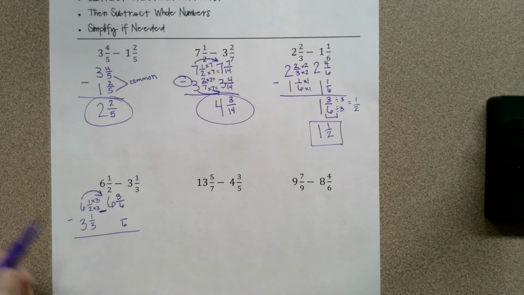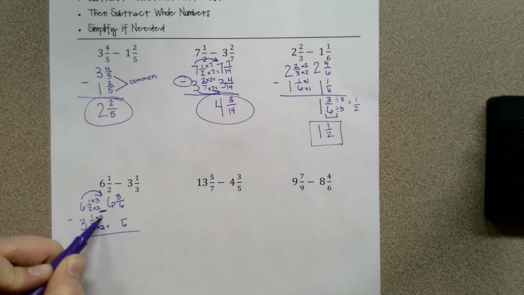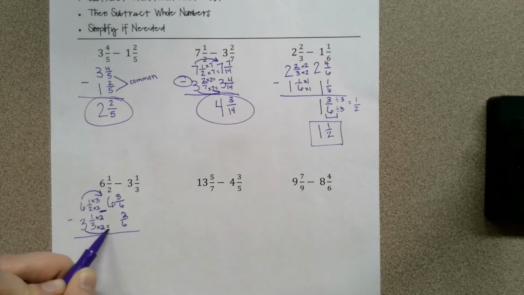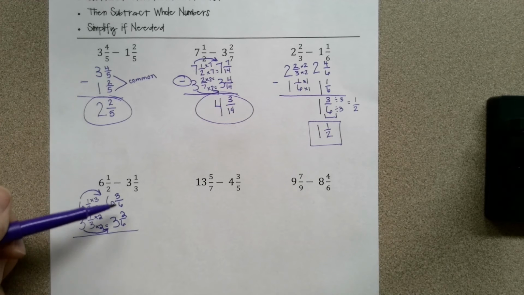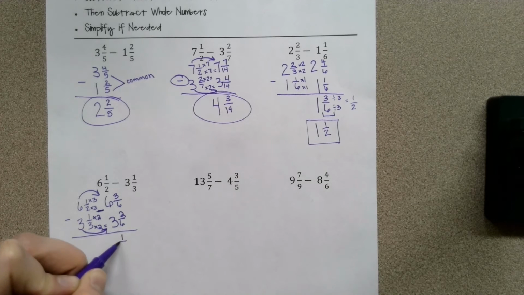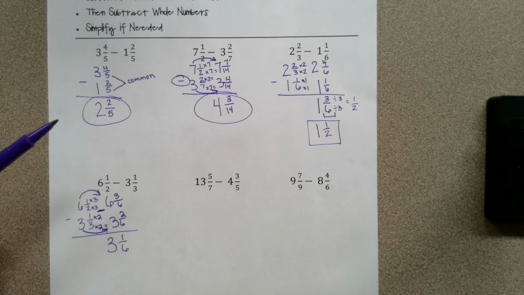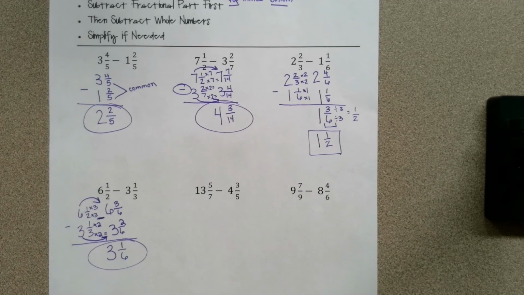keeping in mind it's subtraction. 3 multiplied by 2 gives us 6. So we have to multiply by 2 in the numerator and carry over that nice whole number and then subtract. Fractional parts first. So 3 minus 2, 3 is big enough so we can subtract, giving us 1/6. 6 minus 3 is 3. Fractional parts, then whole numbers, then check to see if we can simplify. 1/6 is in simplest form. So 3 and 1/6 is our answer.